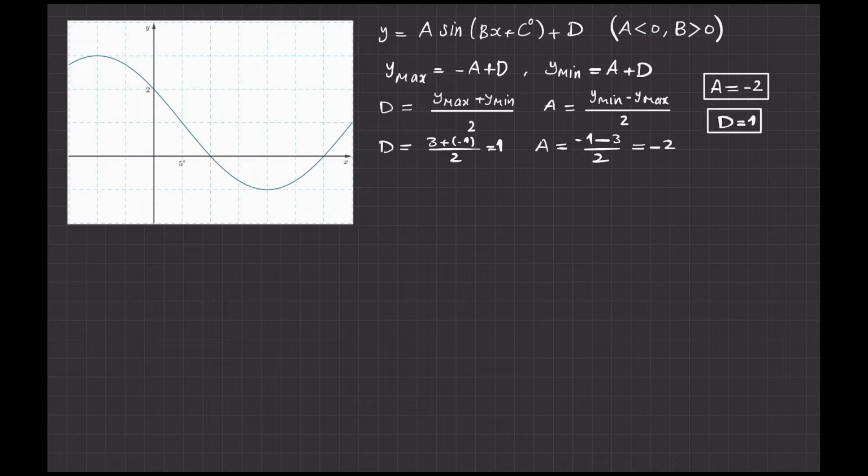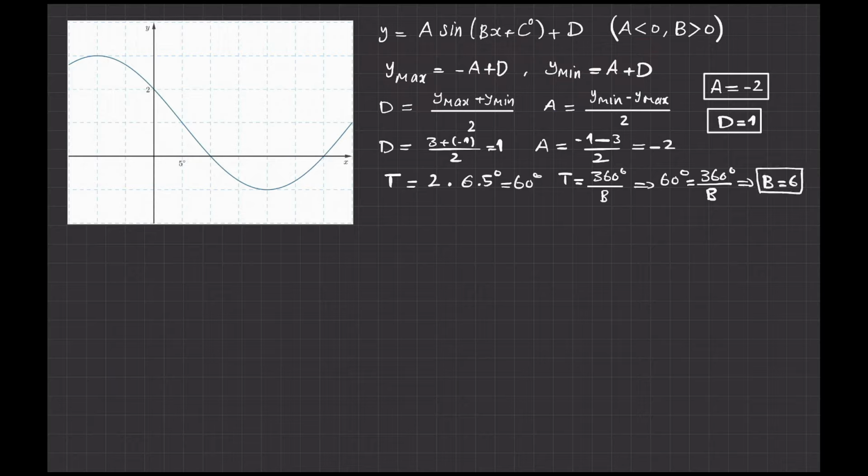Okay, again, b is related to the period. So this is one crest, and this is one trough. So I need to see what is the horizontal distance between them. 1 grid, 2, 3, 4, 5, and 6. But every grid has 5 degrees in it, so this becomes 6 times 5 degrees, but this is just half a period. I have to multiply it by 2, so this becomes 60 degrees. And then T is equal to 360 degrees divided by b. So this means that 60 degrees is equal to 360 degrees divided by b. So b is 6.